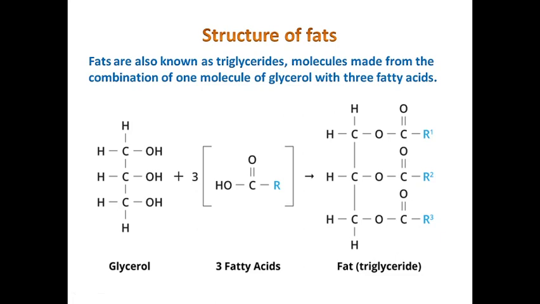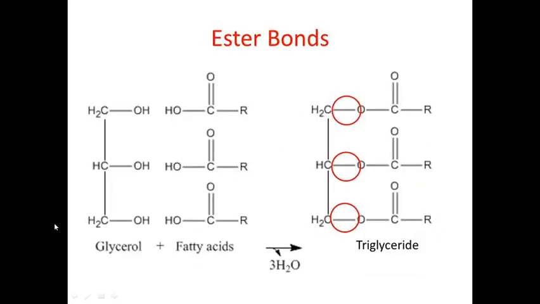Now let me tell you why it is called a triglyceride, because it contains three fatty acids along with one molecule of glycerol. When glycerol and fatty acids combine, they yield water, and when a triglyceride is formed, the bond formed between this oxygen and this carbon is called an ester bond. This process is called esterification, because in this process the two hydrocarbons are linked by an oxygen, and this bond is called an ester bond. So a triglyceride contains three ester bonds.